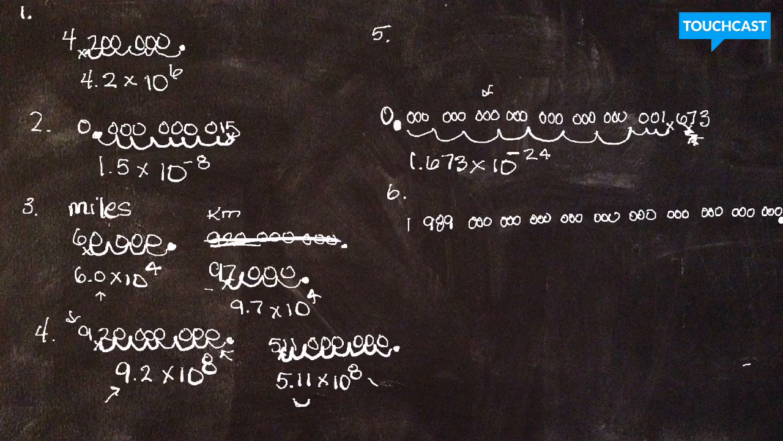So where are we going to start? Here's where we're going to start, and here's where we want to end. So we have 3, 6, 9, 12, 15, 18, 21, 24, 27, 30, 31, 32, 33. So we have 1.989 times 10 to the 33.